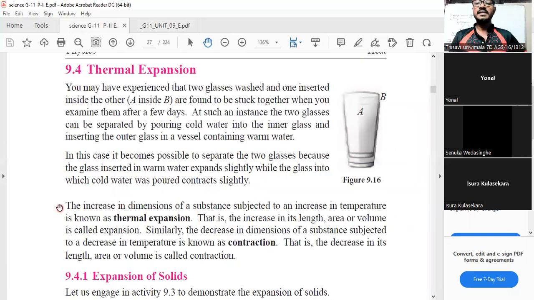The increase in dimensions of a substance subjected to an increase in temperature is known as thermal expansion. That is, the increase in its length, area or volume is called expansion.